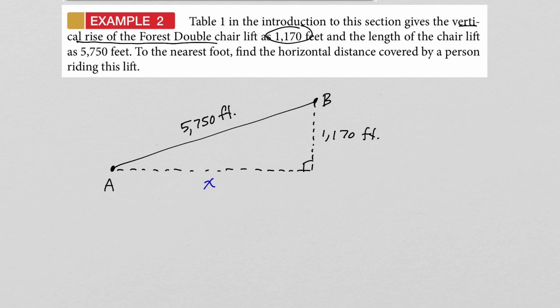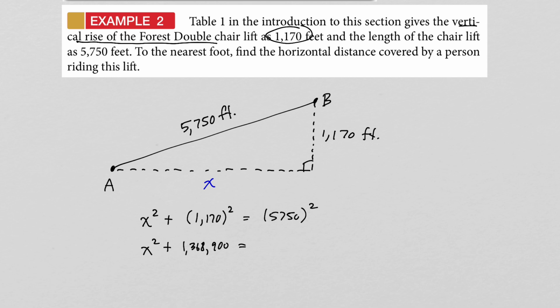And then we know from the Pythagorean theorem, since this is a right triangle, x squared plus 1,170 squared must be equal to 5,750 squared. And then we can solve for x by using the square root property. But first, we have to multiply out 1,170 squared, right? So when you square that number, you get a pretty big number here. You get 1,368,900.